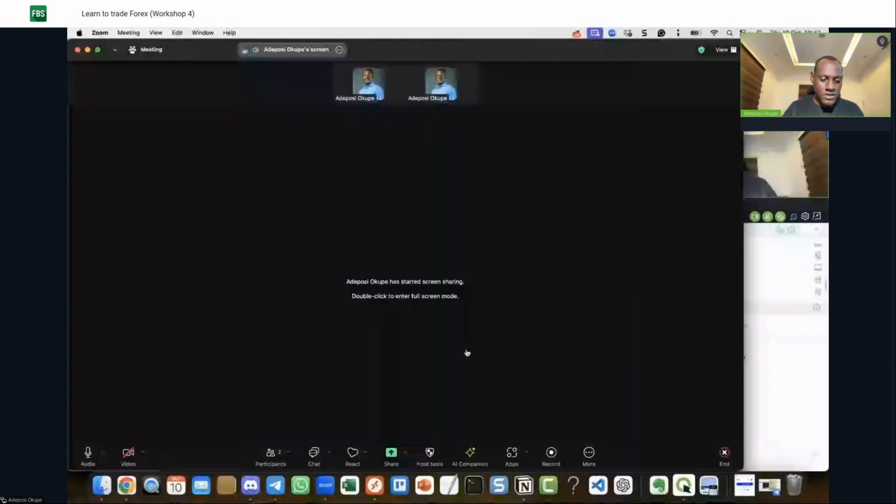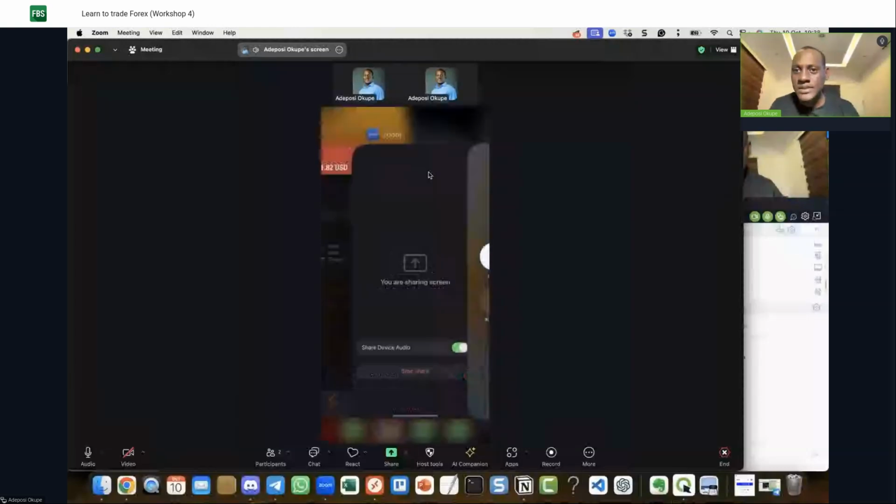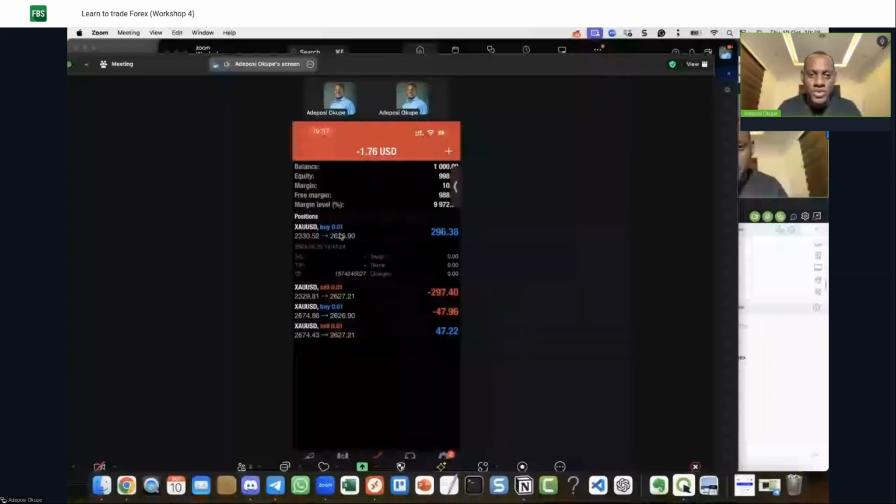So this is what I was trying to show you. The buy is 0.01 and the sell is 0.01. It must be the exact same lot size, so that you are actually in equilibrium.